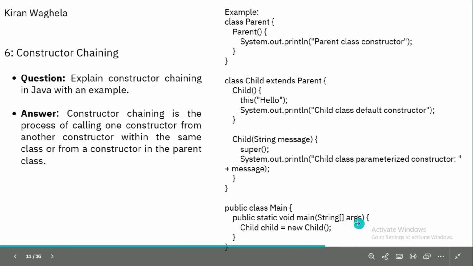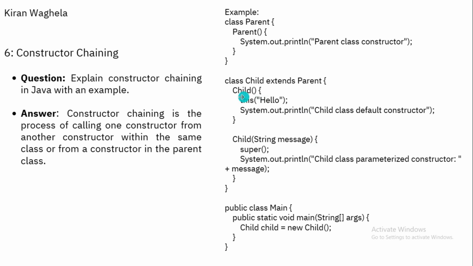Here the child class object is going to be created. You can see the default constructor is called. The default constructor will call this constructor, by default pointing to this one, and then the super constructor, the parent constructor, will get called. Then the child constructor will print the message: child class parameterized constructor called hello. In this way it is going to execute.